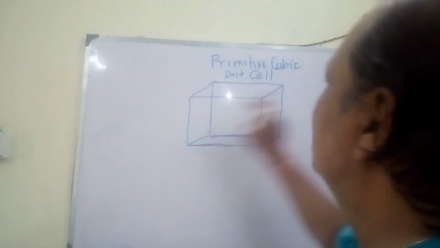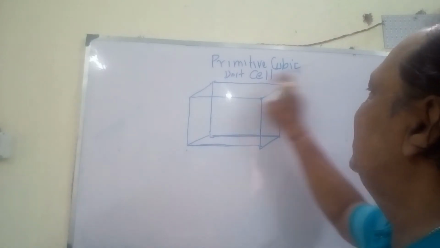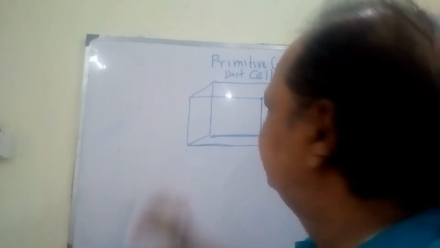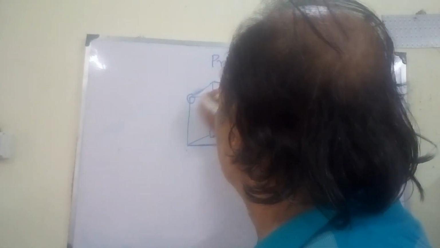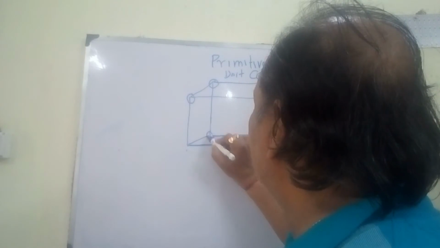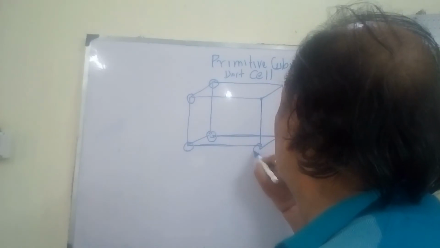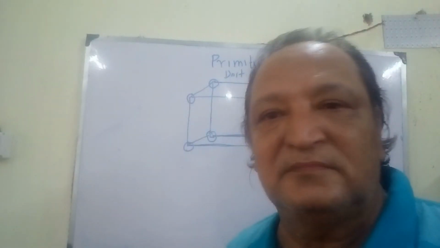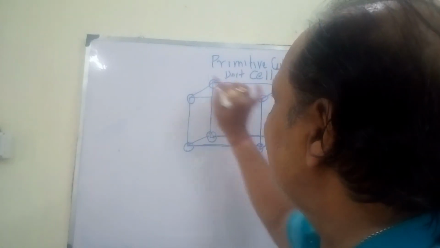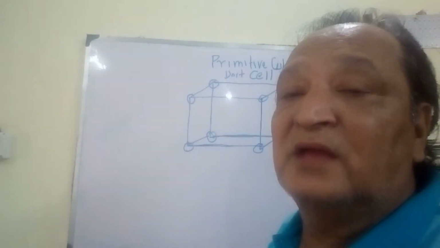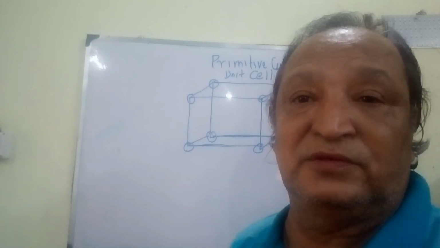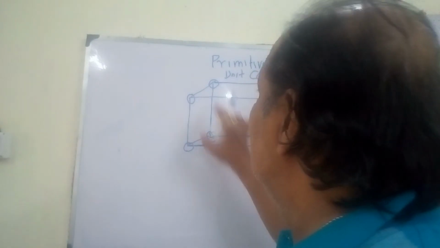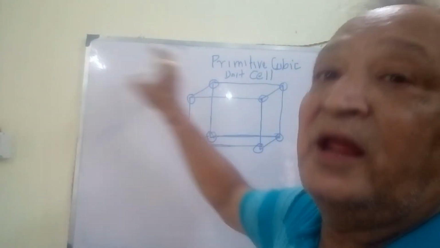Now find out how many corners are there. Look, 1, 2, 3, 4, 5, 6, 7, 8. This is only for one cell. Now these 8 atoms are shared by other unit cells also. There are 8 corners. Now this atom is shared by another unit cell.